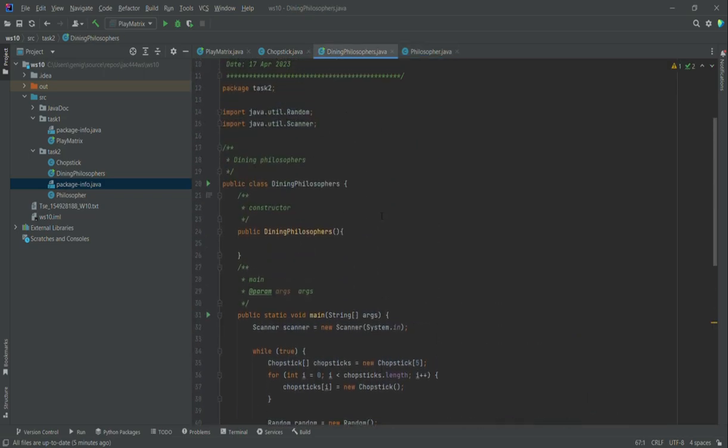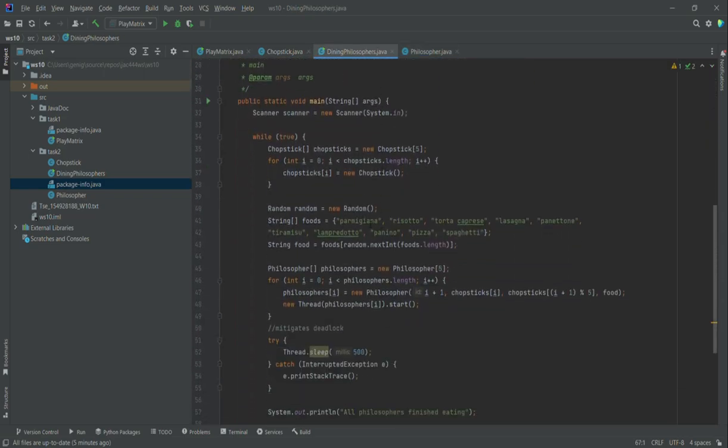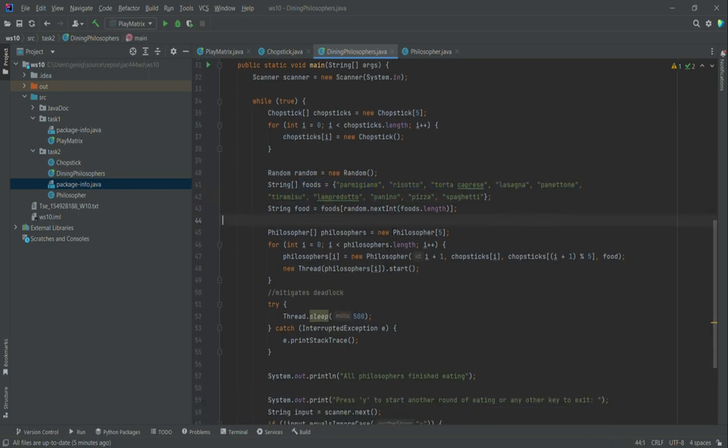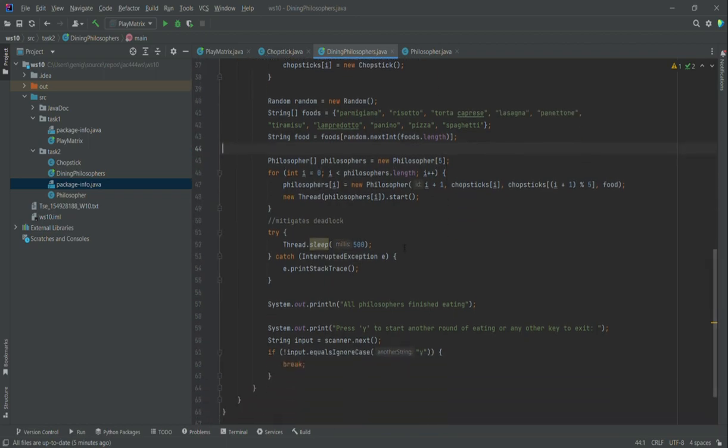In the main, we have the randomized food items. This time we have Italian cuisine, and we initialize chopstick objects and philosopher objects and food, obviously. And to avoid a deadlock, I have a very brief sleep function going on. And we can ask the user if we want to have another round of eating.